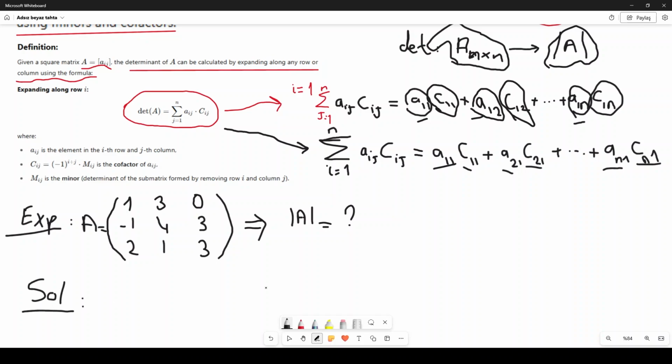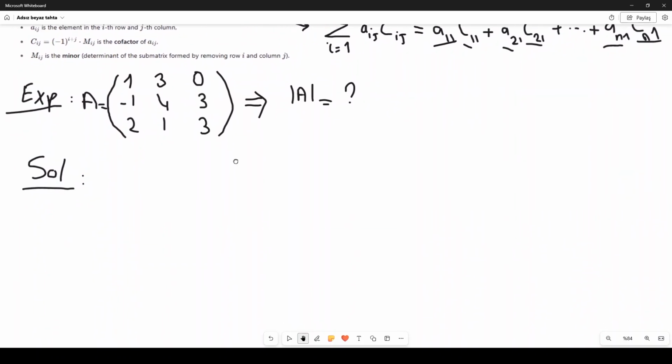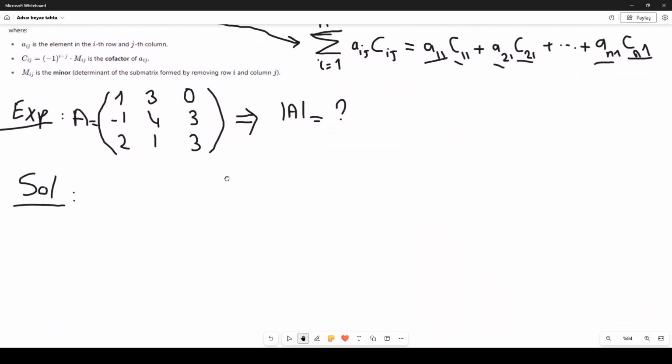Alright guys, I will choose any row or any column. That doesn't matter at all. Suppose I choose the first row. Then what should I do? Here's the determinant. I just apply the formula we just discussed. So suppose I choose the first row. So we expand along the first row.